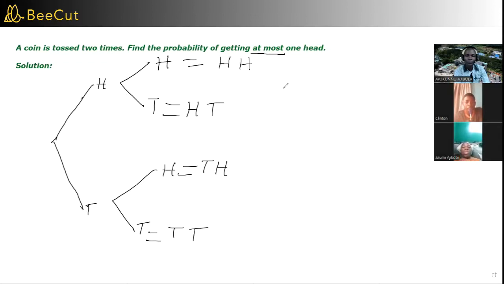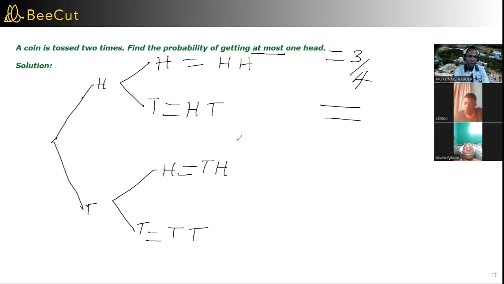It's not just 1 head. It could be less than 1 head, or no head. It could be less than 1 head or 1 head at most. So which of these outcomes are showing no head or just 1 head? How many outcomes? 3 outcomes. So the probability of getting at most 1 head is 3 out of the 4 outcomes. That's 3/4. Is that taken? Yes, sir.